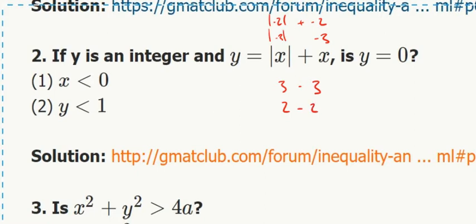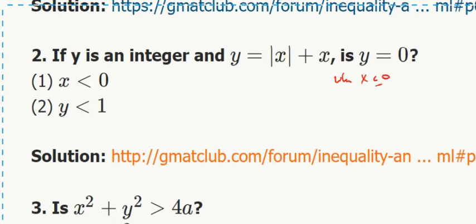2 minus 2. That's how y could be 0. If x is anything else, if x is like a positive number, like 2 plus 2, then y is not equal to 0. But y is equal to 0 when x is negative or when x is 0. Okay? It's good to just gather this information before you move on to the conditions. That's when x is negative or equal to 0.